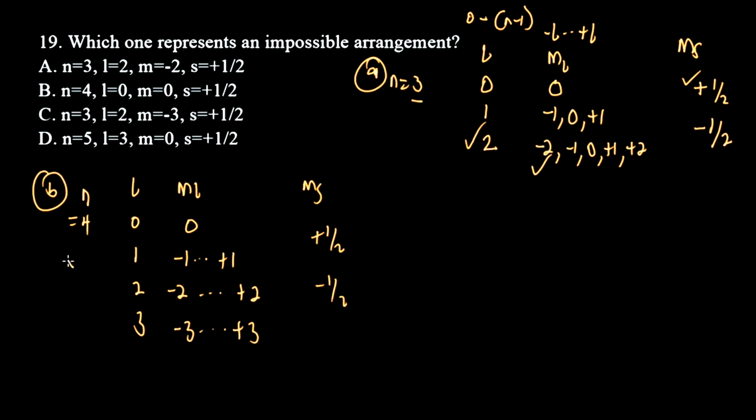So 4 is possible. L is 0 is possible. So M, this is possible, and this is also possible. So this is also a possible arrangement. So let's look at C.